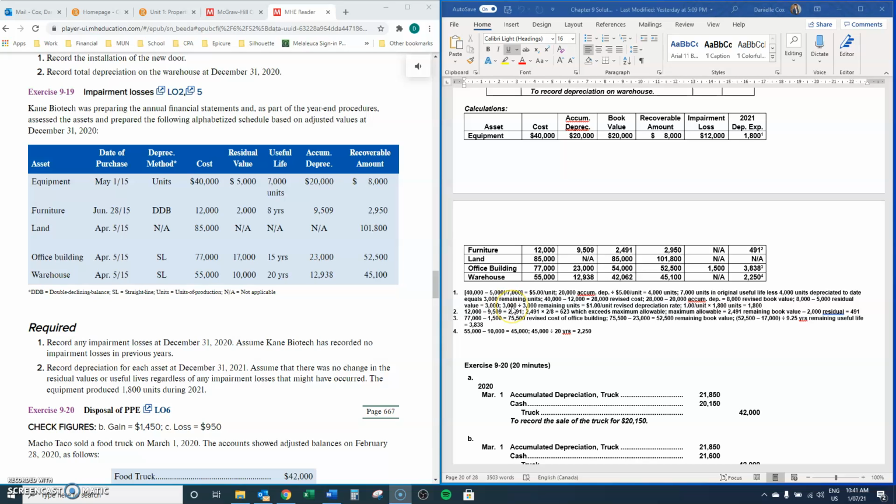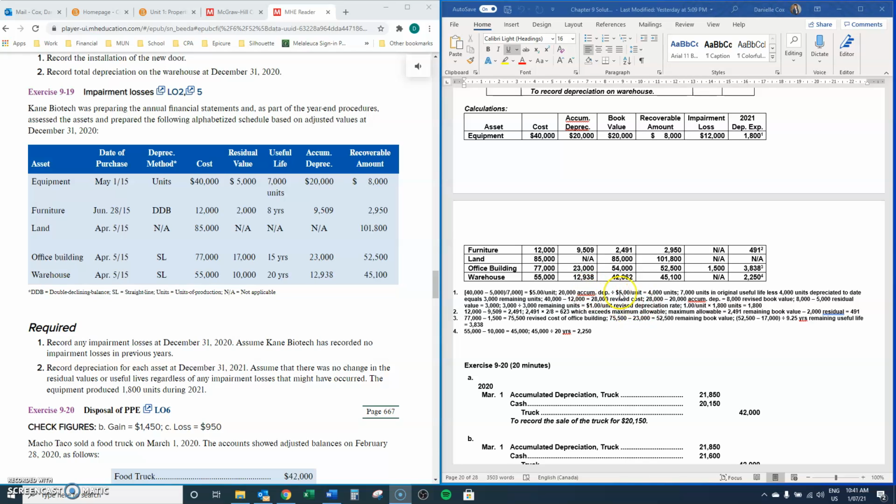So the $3,000 remaining left to depreciate divided by the 3,000 units that are remaining, because out of the 7,000 units that the machine can make, 4,000 have already been depreciated, which we calculated up here. So 3,000 divided by 3,000 remaining units is $1 per unit, which is our new depreciation rate. So hopefully that's understandable.